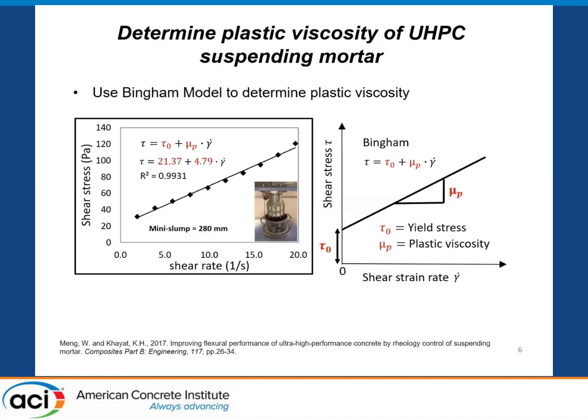To test the viscosity of the UHPC suspending mortar, we used the Contec 6 rheometer with a relatively low shear rate, up to 20 per second. We can obtain a linear relationship between the shear stress and shear rate. Then we apply the Bingham model to fit this line and obtain the plastic viscosity as the slope of the line.